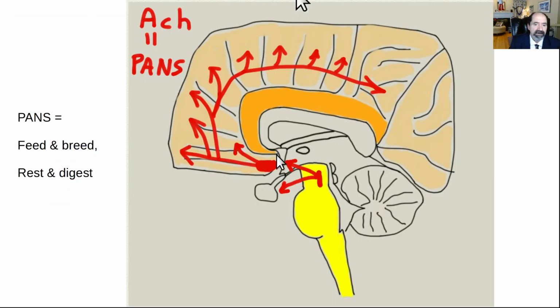So here would be an example of acetylcholine, associated with the parasympathetic nervous system, the rest and digest nervous system. Also feed and breed is the other mnemonic for it. And it sort of releases acetylcholine all over the cerebral cortex and puts a person into that mode. It takes a lot of energy for the body to digest a meal.